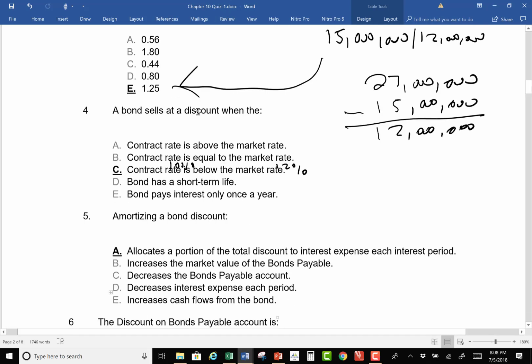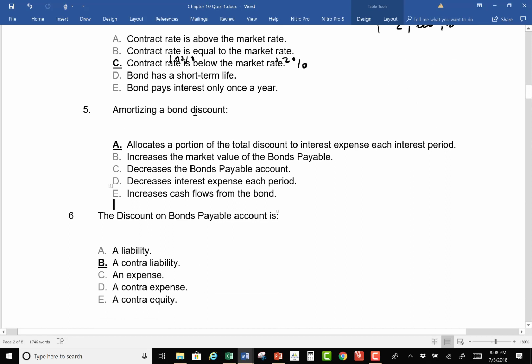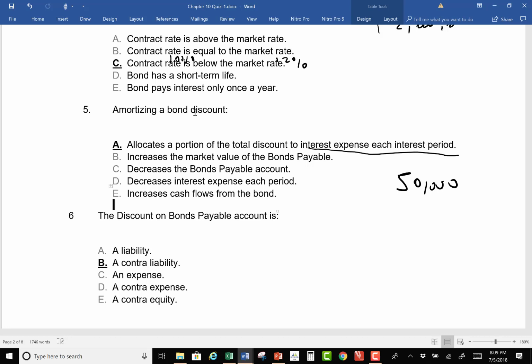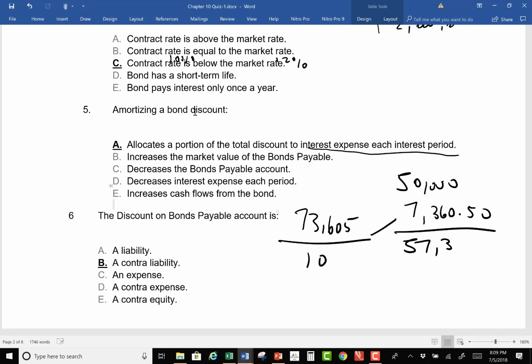Okay, good. Number 5, amortizing a bond discount allocates a portion of the total discount to interest expense each period, right? You take the $50,000, that didn't change in our little example, $50,000, and we took $73,605, which was the discount. We divided it by 10, and we added that to the cash interest every 6 months, didn't we? To get the $57,360.50. So is it true that we allocate a portion of the discount to interest expense each period by amortizing the discount?